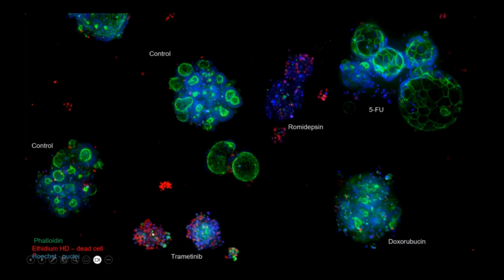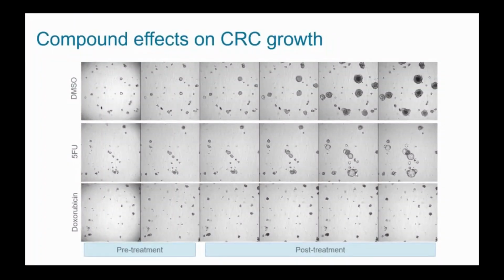Now, moreover, in image-based studies, you have the ability to get single-cell resolution. This is particularly important when dealing with tumors due to their heterogeneous nature. And in addition, with an image-based approach, you can also distinguish whether compound effects are cytotoxic versus cytostatic. And I'm going to show an example here right now.